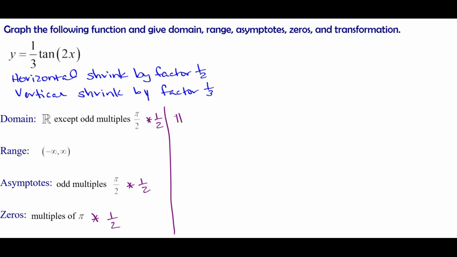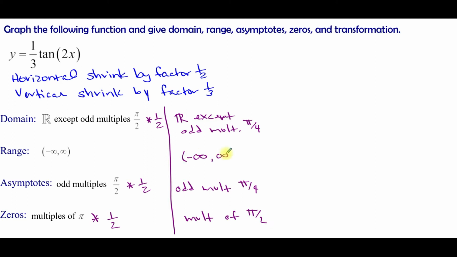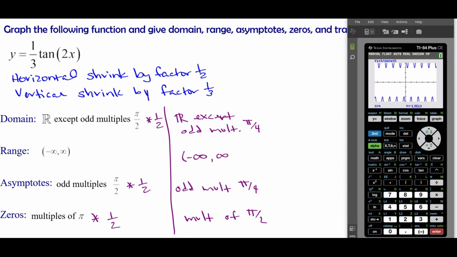So this is going to give me a domain of all real numbers except odd multiples of pi over 4. So then my asymptotes are going to be, again, at those odd multiples of pi over 4. And my zeros are going to be at multiples of pi over 2. Your range was all real numbers, so it's going to stay all real numbers. So -infinity to infinity. Again, here, if you want to check with your calculator, we'll have 1/3 tangent 2x.